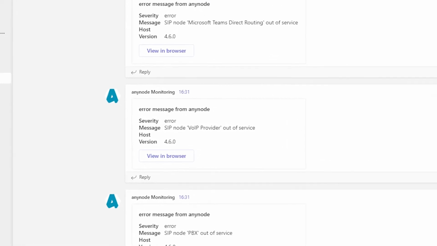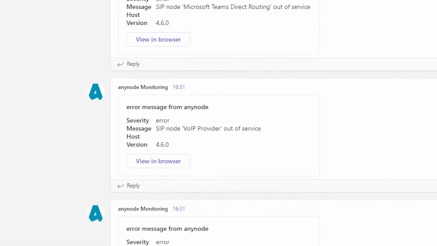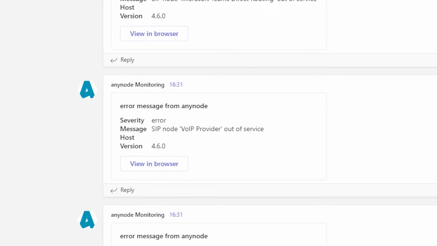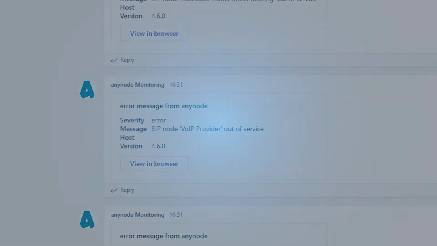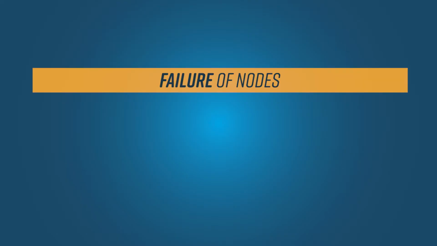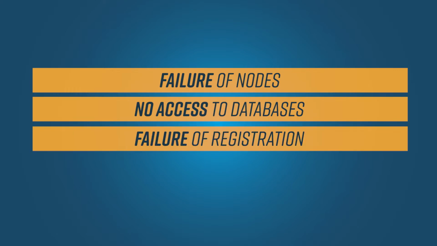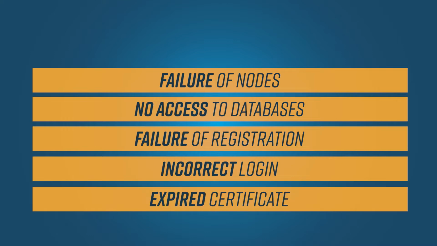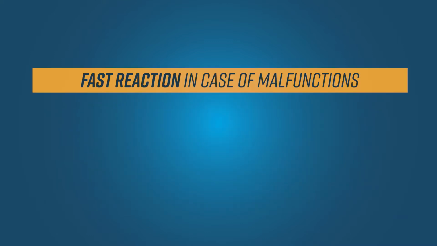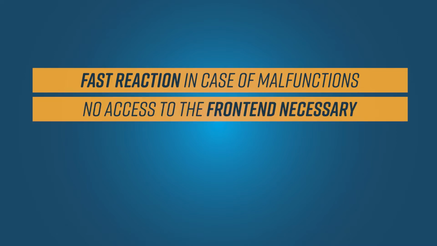In practice, this makes it possible to react quickly in the event of connection problems, such as, in the following scenarios: nodes going down, losing access to databases, failure to register, typing in an incorrect login, and an expired certificate. The anynode admin team is then notified quickly, even by mobile, and can react quickly to rectify the situation and get you back up and running as soon as possible.